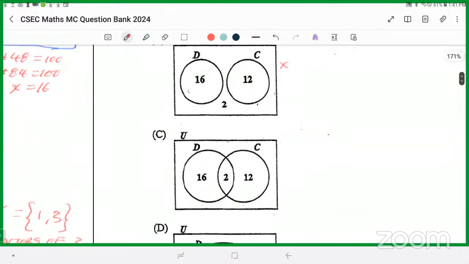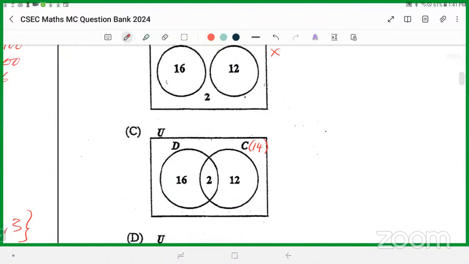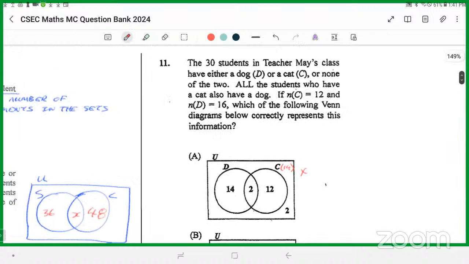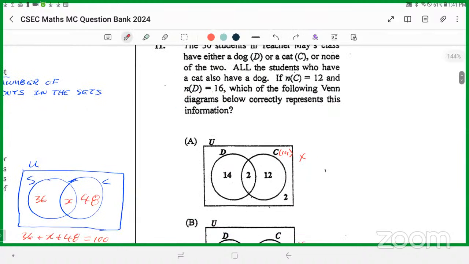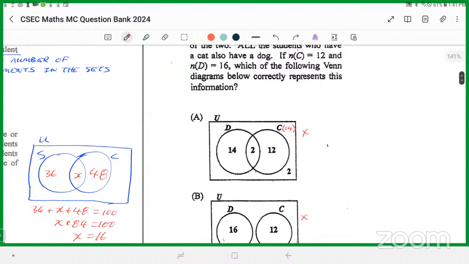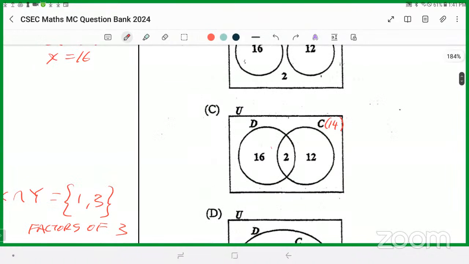Down here, what makes this one wrong? Same thing again. This is 14, and they told us that the number in cats was actually 12. So that makes that one wrong as well. If you look at the dogs, the number in dogs must be 16. Well, this is 16, that's okay. And this is actually 18, so that makes it wrong as well, because the number in here will be 18. That's another thing that will make this one wrong.